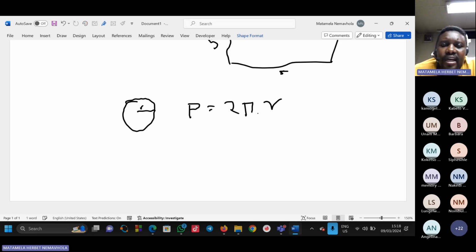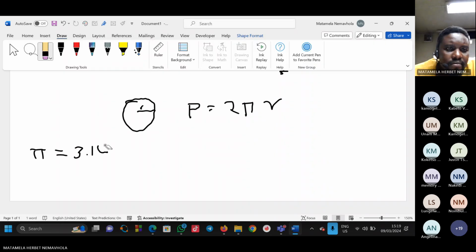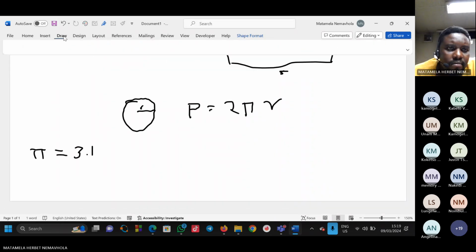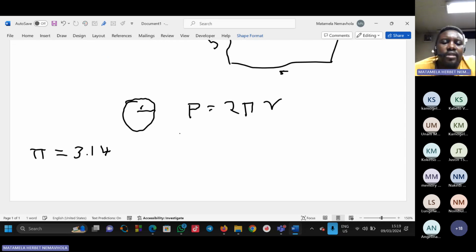2 pi R. This pi here is the one that we wrote. Pi is equal to 3.14 on your calculator. So this is what pi stands for. If they ask you to calculate the perimeter of a circle, remember it's 2 pi r, where r is the radius and pi is equal to 3.14.